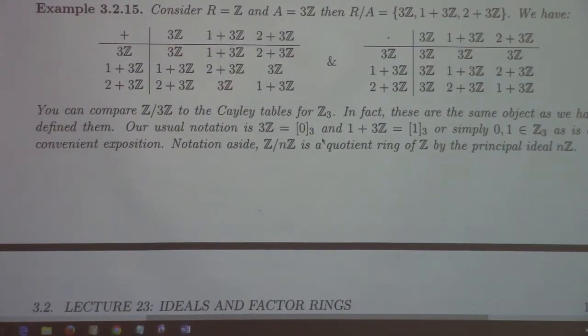Here's a kind of silly example of a quotient ring. If I have the integers, and if I look at the ideal 3 times the integers, the multiples of 3, then the coset space is 3Z, 1 plus 3Z, 2 plus 3Z. All right. Here's your Cayley table for addition. Here's your multiplication table over here. And this part of the multiplication table is kind of stupid to write, right? If you're smarter, you'll just make a little 2x2 table here and say, well, you know what?